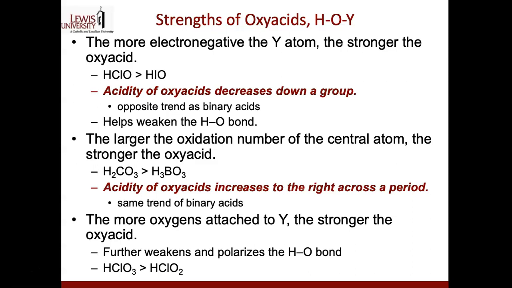And then the more oxygens you have attached to your central atom in an oxyacid, the stronger the oxyacid is. So perchloric acid, HClO4, is stronger than chloric acid, HClO3. Right, more oxygens compared to fewer. And this is also an electronegativity effect.